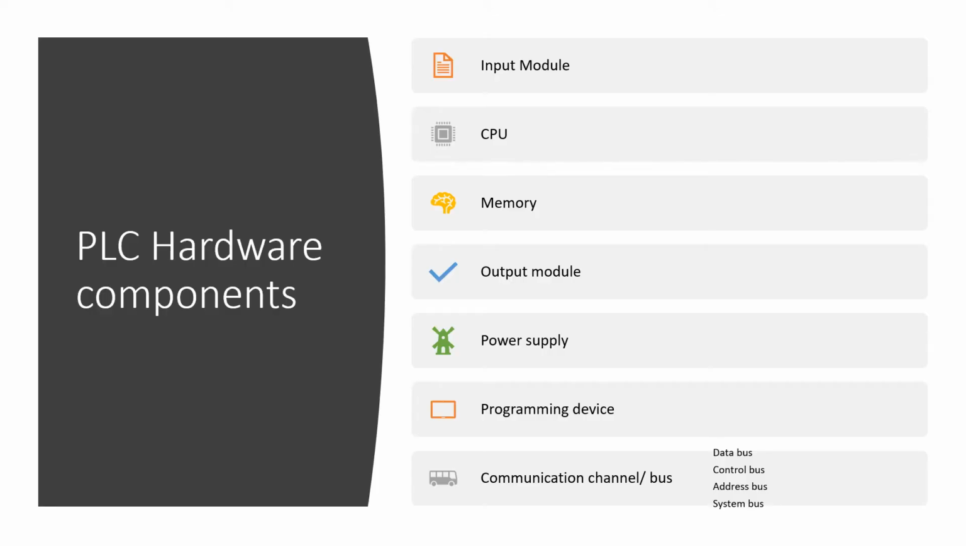Next is the PLC hardware components. We have several hardware components involved in the PLC. The first one is the input module, CPU, memory, output module, power supply, programming device, and finally the communication channel or bus. In the communication channel or bus, we have a data bus, control bus, address bus, and system bus.